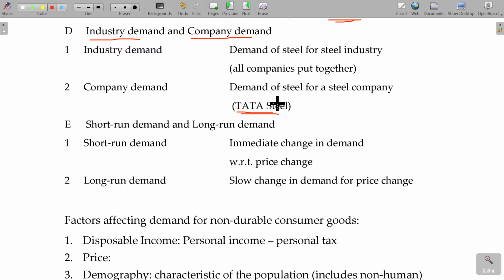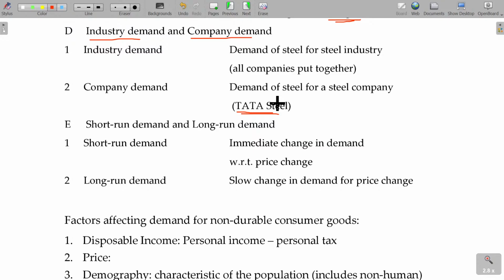Now, what is the subscriber base for Jio? What is the subscriber base for Airtel? Then it's called company demand. What's the demand for all the companies put together: Jio, Airtel, BSNL, even Vodafone Idea? So four companies are there. If I sum up the four companies' demand, then it's called industry demand. We have only four companies in that.